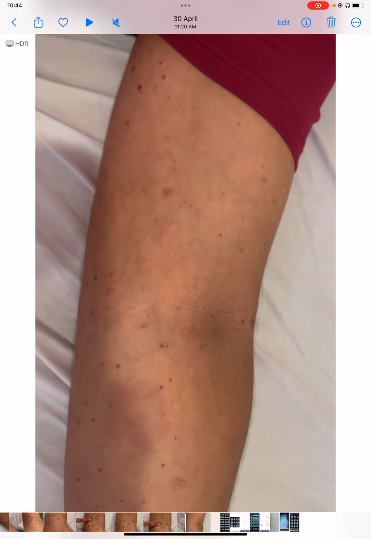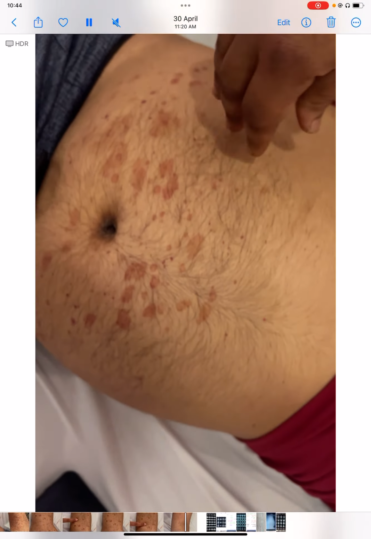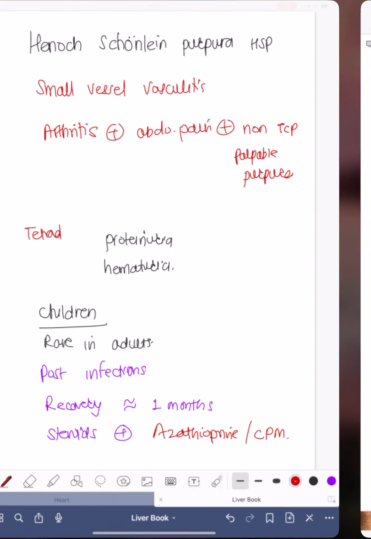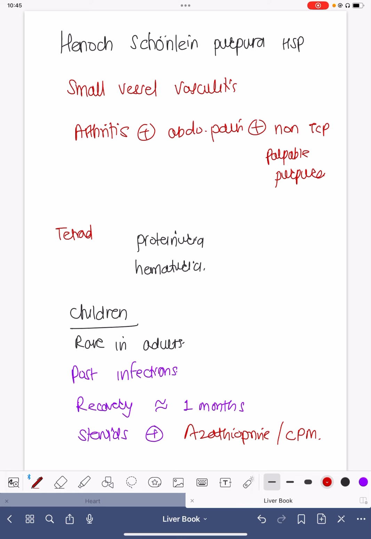We can see there are small petechial type purpura lesions. Petechiae are usually between 1 to 2 millimeters. These are slightly larger, but these are totally non-blanchable purpura lesions with some petechiae. But this patient had no thrombocytopenia. So this is a non-thrombocytopenic purpura rash. So this is very typical.